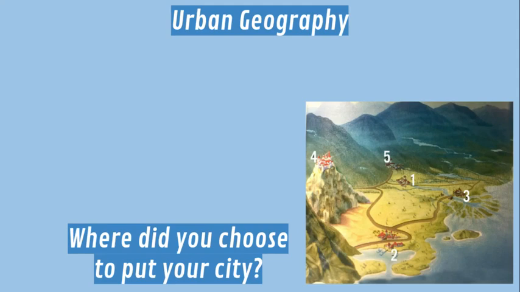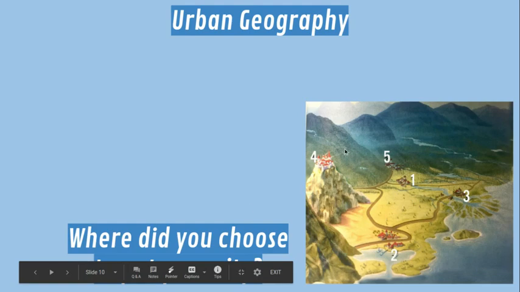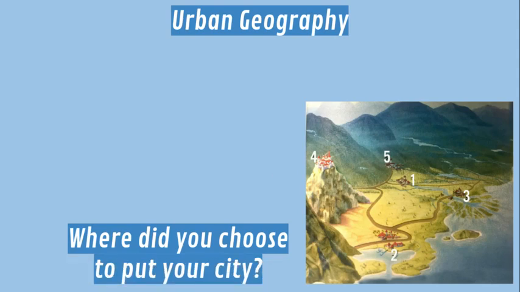So some urban geography, we have a few different points here, and I want you to think about, where would you put a city? Would you put it where number 1 is? Would you put it where number 2 is? Where number 3 is? Where number 4 is? Or where number 5 is? If you were going to build a city of the places in this picture, where would you put your city?